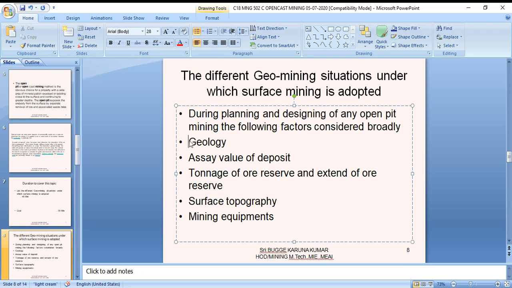Number one is the geology. So what do we mean by geology? For example, take coal. Coal is formed from sedimentary deposits underneath. But you know how it is formed. Coal was formed 400 to 500 or 1,100 years back.